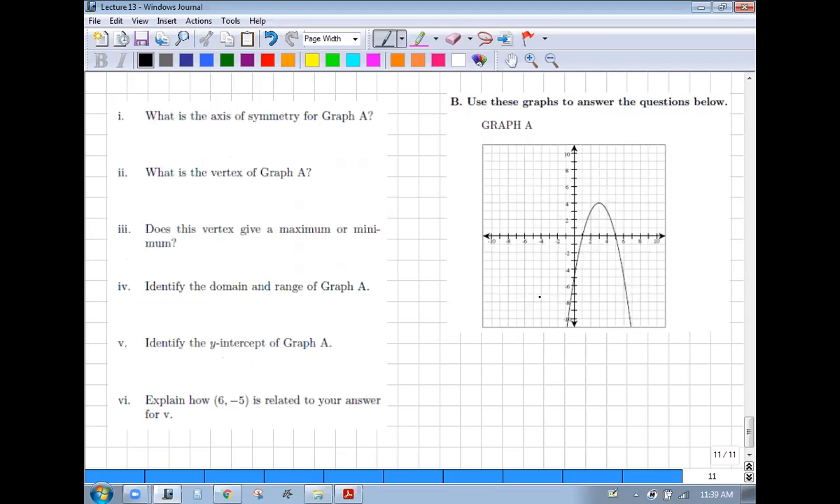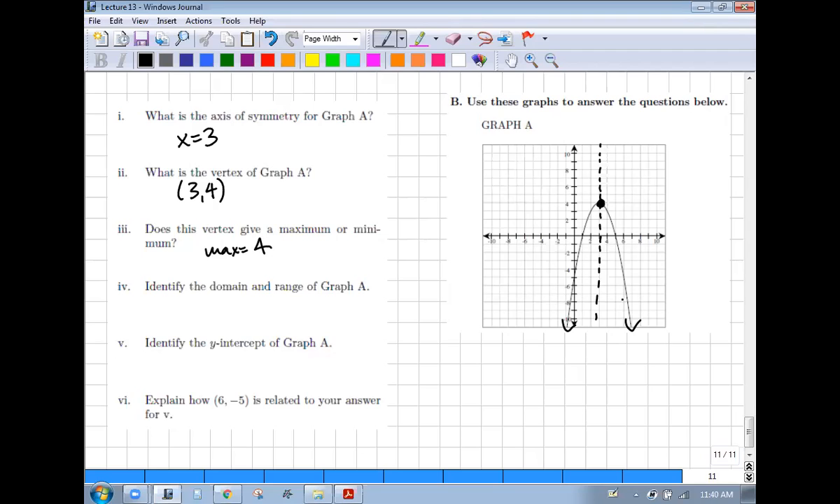So for graph A, the axis of symmetry is right here. That's at x equals 3. What is the vertex? It's this point right here. That is at (3, 4). Does this vertex give a maximum or a minimum? Well, it goes down to negative infinity, so there is no minimum, but the maximum value it takes on is up here at 4. That's the highest it gets.